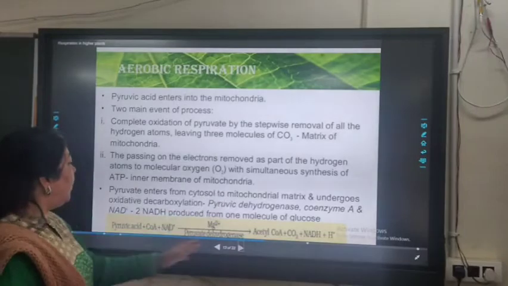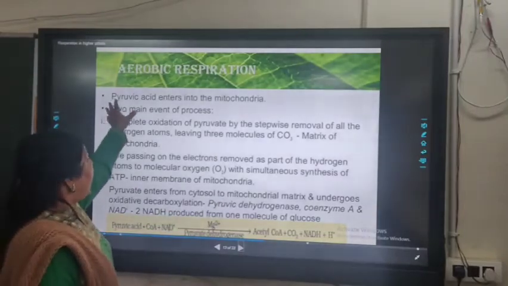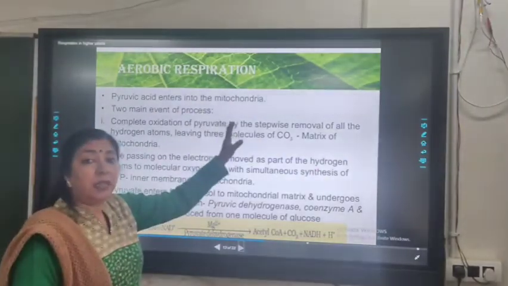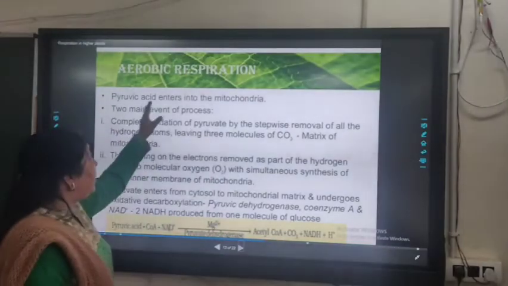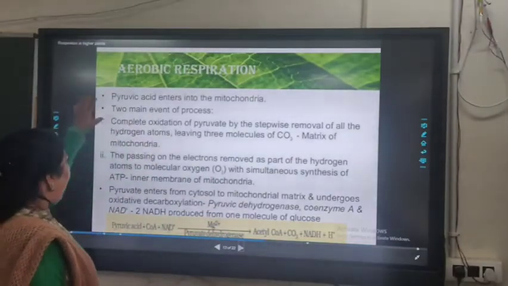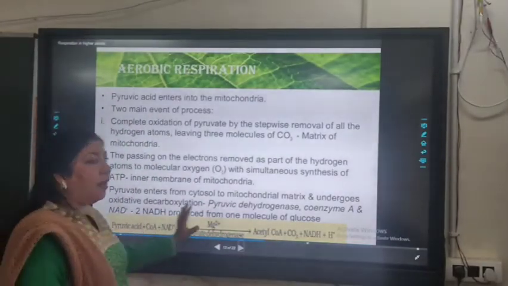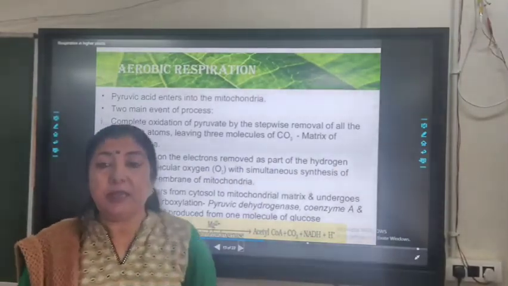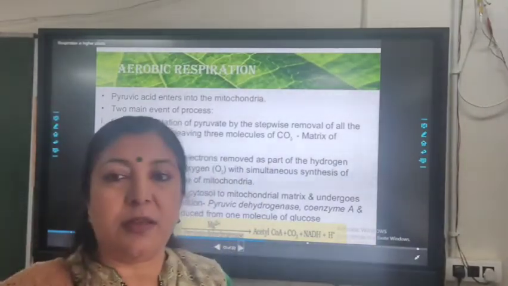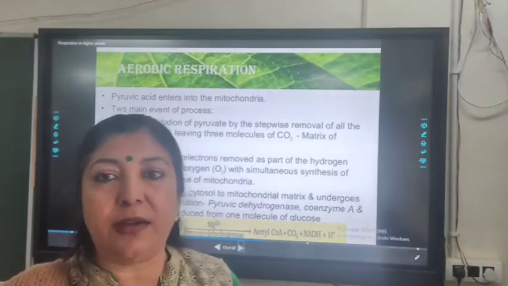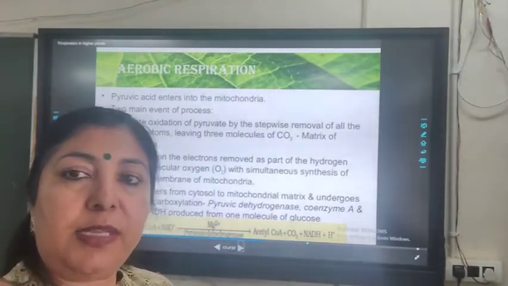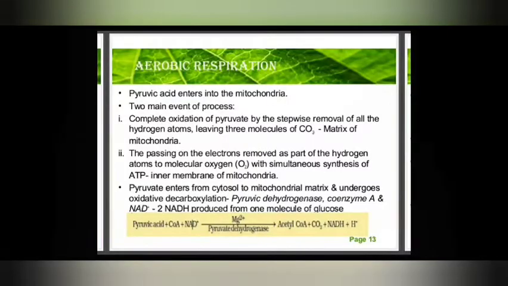In this aerobic respiration, the pyruvic acid which is produced in the glycolytic pathway enters into the mitochondria and here two processes are taking place. Let's study the details of this process, what type of cycle it is undergoing. Let's see it with the help of a slide. Now let's study the details of aerobic respiration.